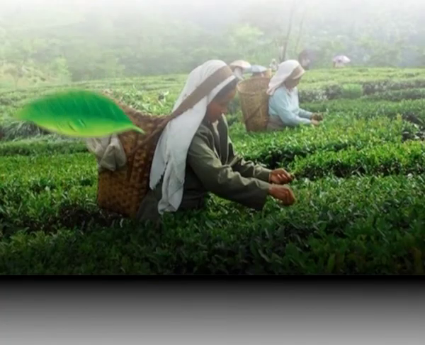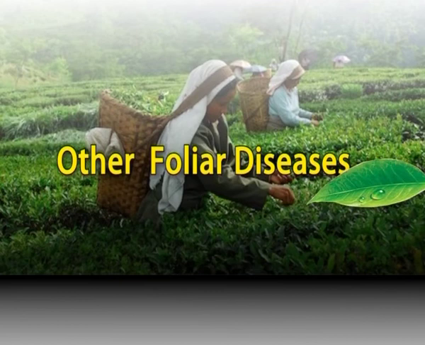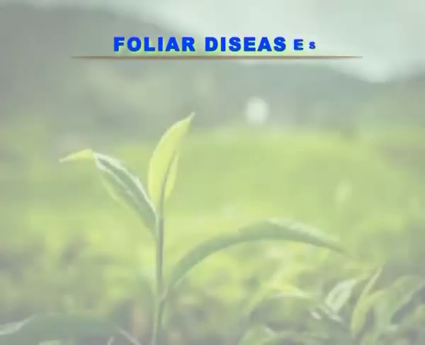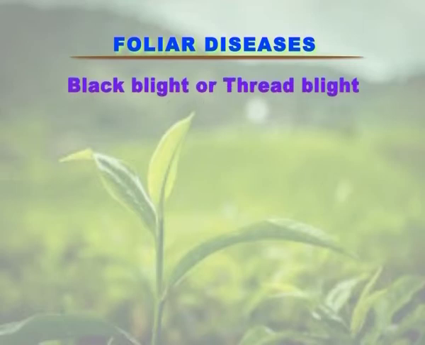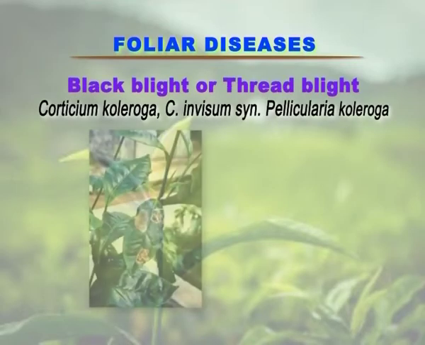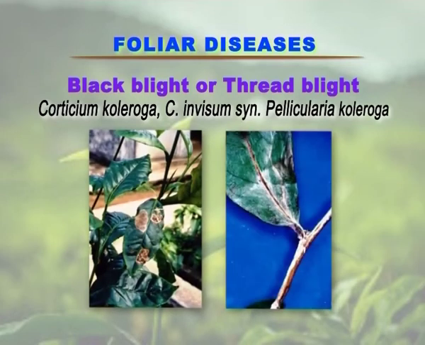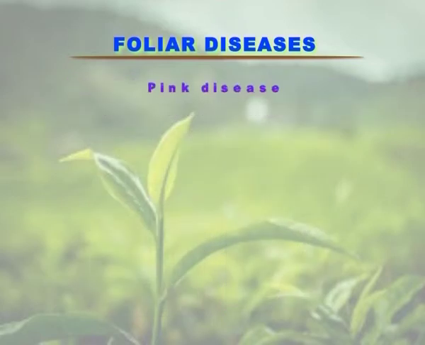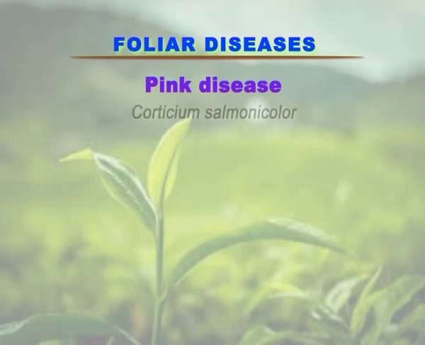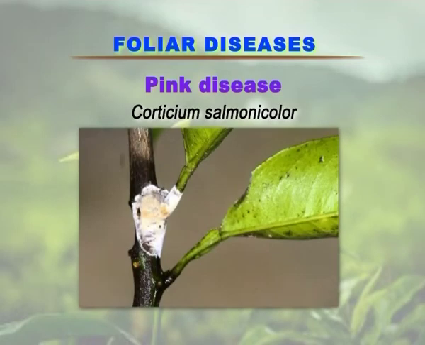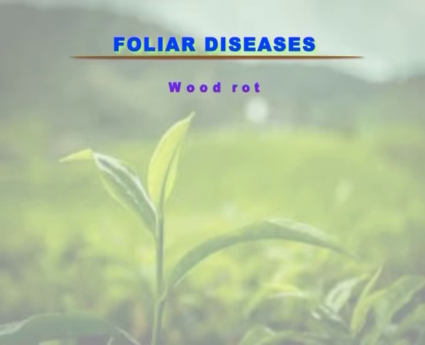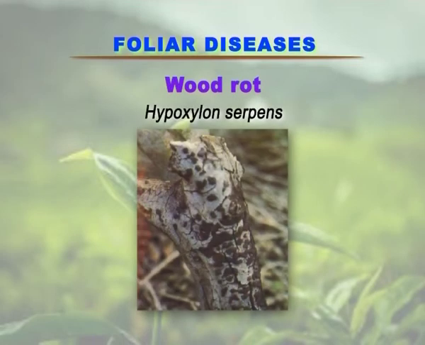Now let's see other diseases which attack the leaf. Black blight or thread blight is caused by Corticium koleroga and Corticium invisum. Synonymous is Pellicularia koleroga. Pink disease is caused by Corticium salmonicolor. Wood rot is caused by Hypoxylon serpens.